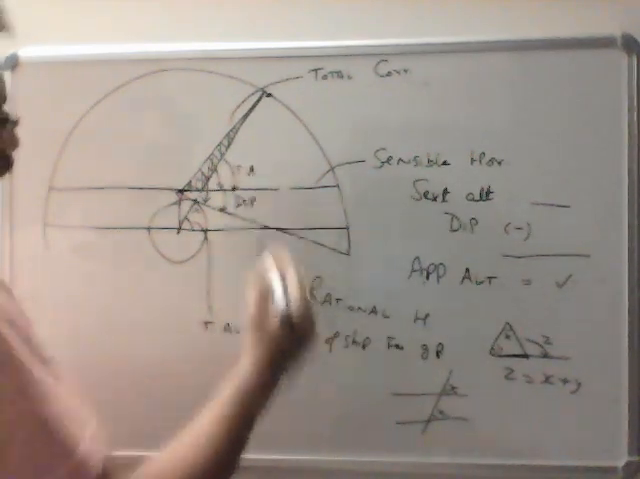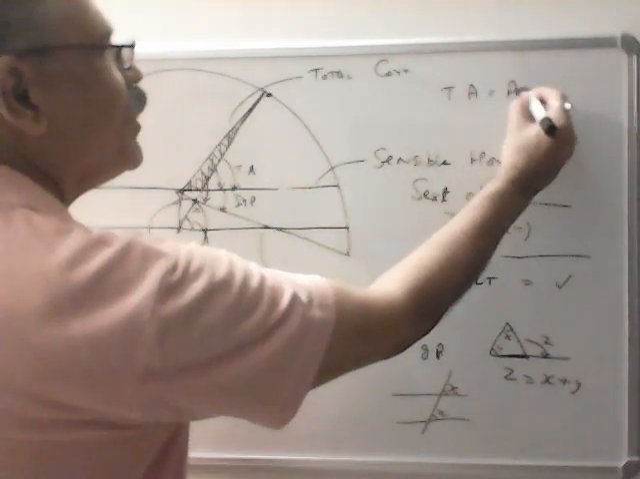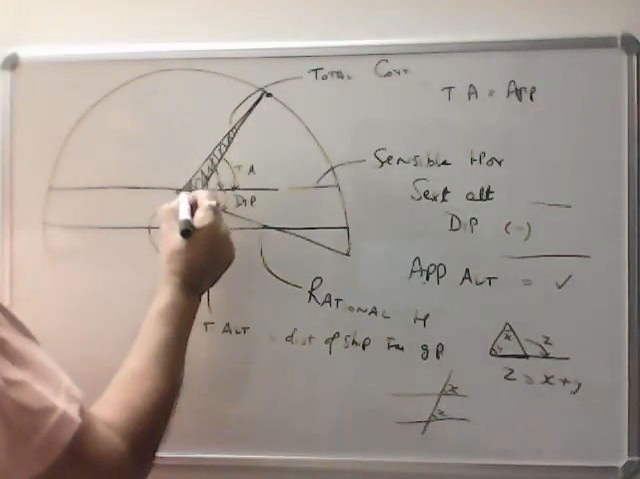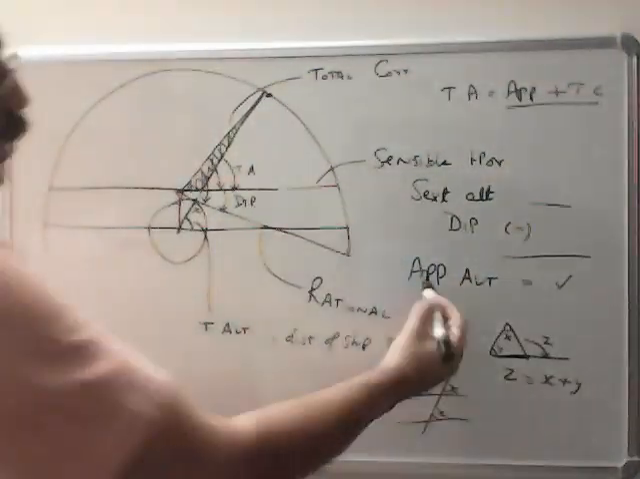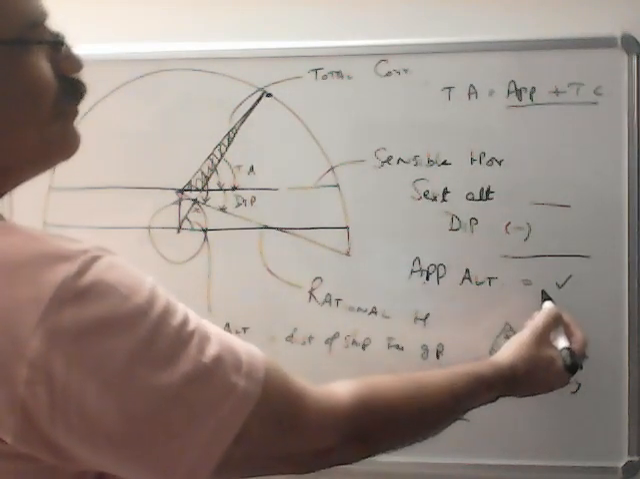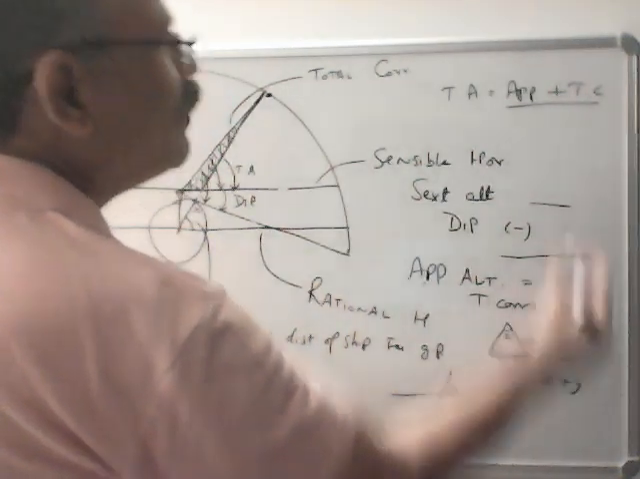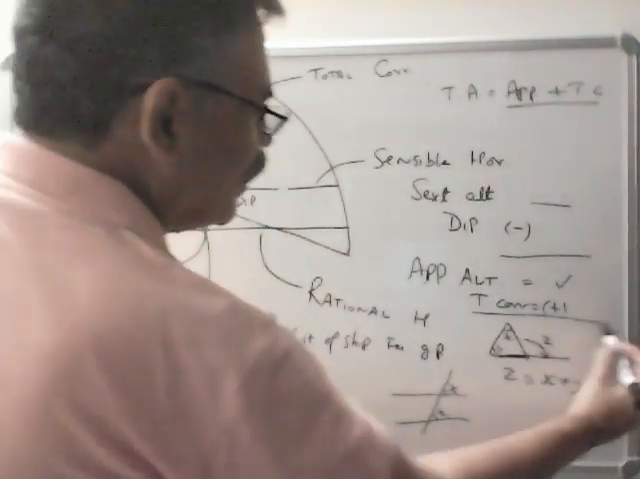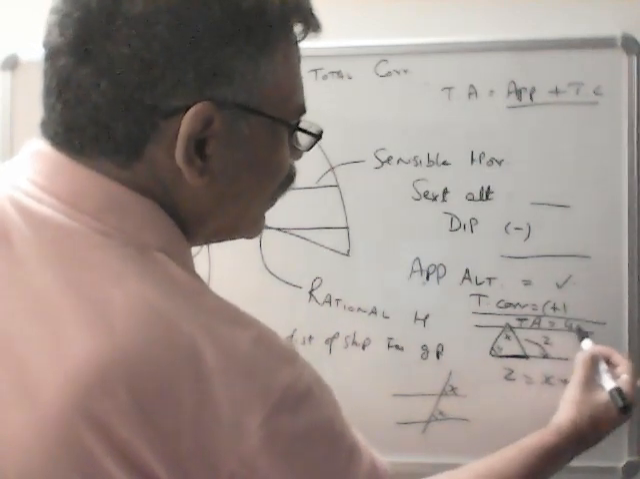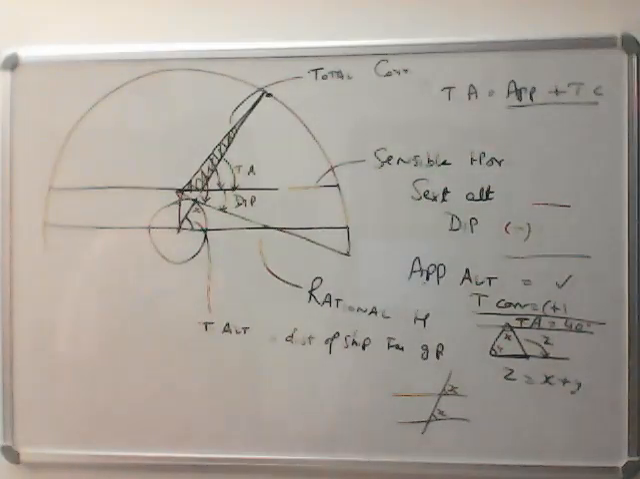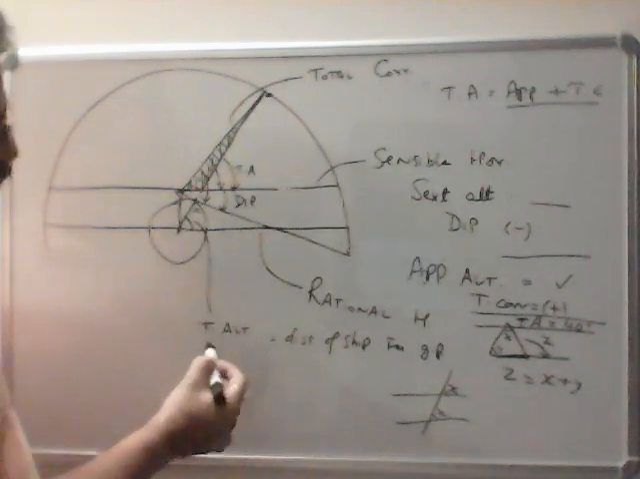So true altitude is equal to apparent altitude, that is this, plus total correction. Apparent altitude is already calculated. Apply total correction, which is always to be added to apparent altitude, and then what you get here is true altitude. Let's say it is 40 degrees. So this angle is 40 degrees, true altitude. This angle is also same, 40 degrees.